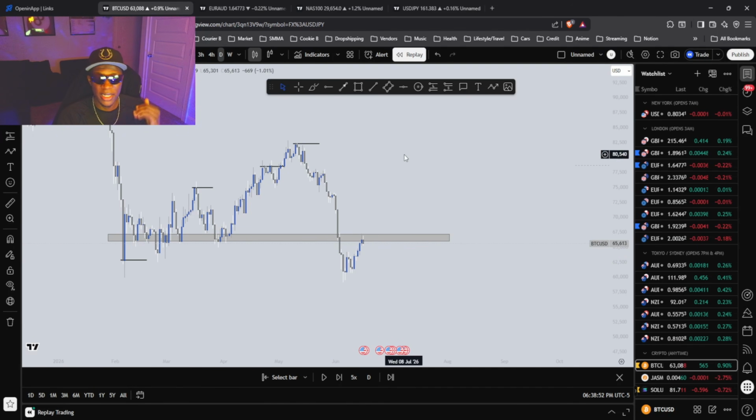Boom. We now have what is this called? This is called ICC. You have an indication, then it corrected back to the area it just left, which is below this level, this gray box, and now it is closing below this level again.